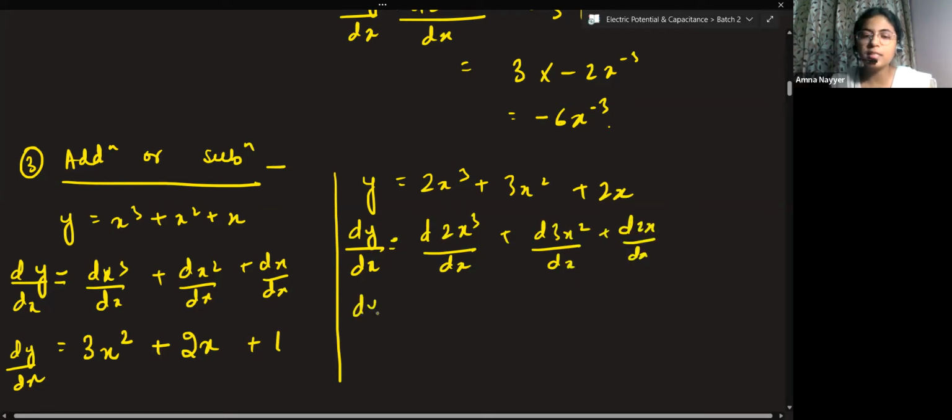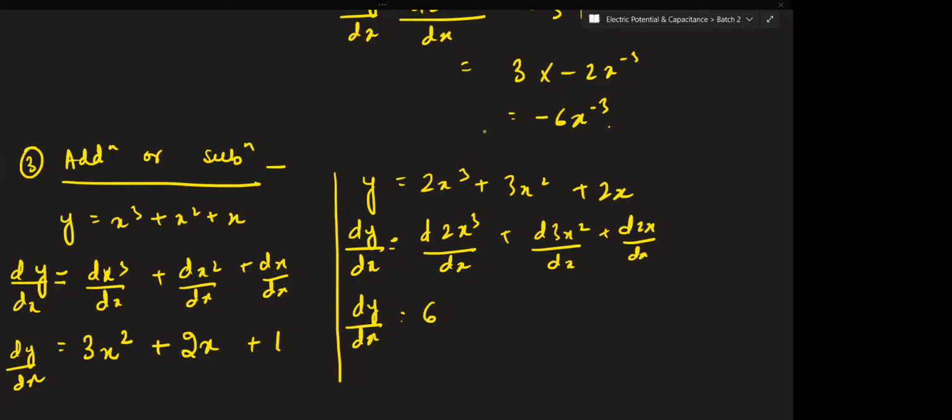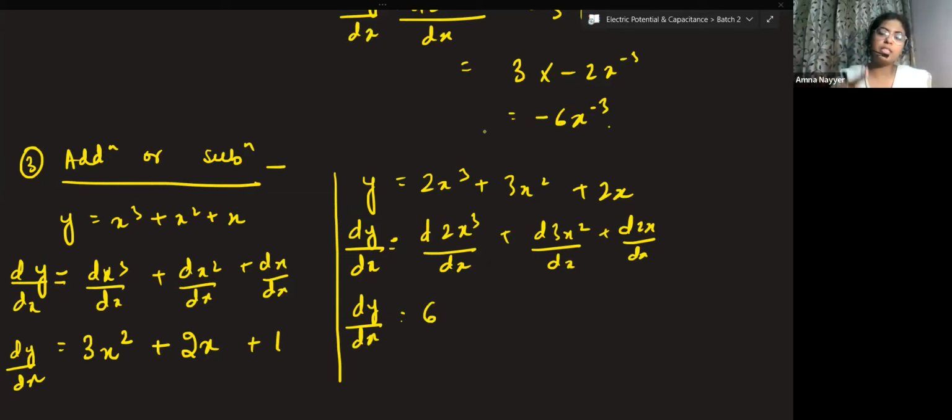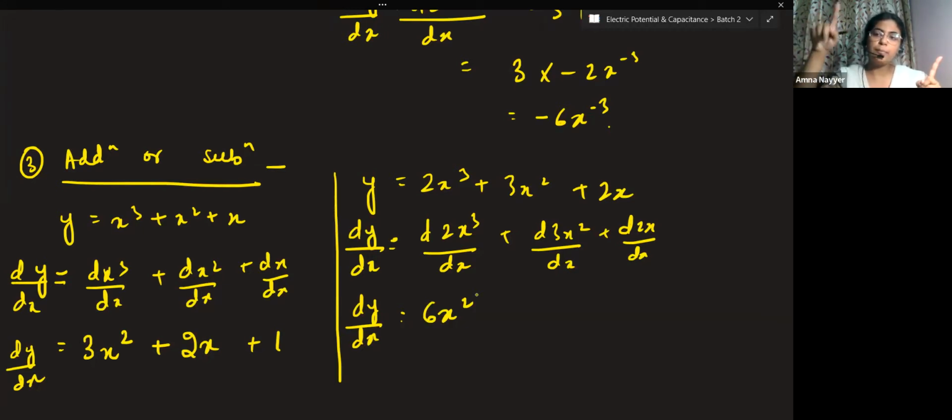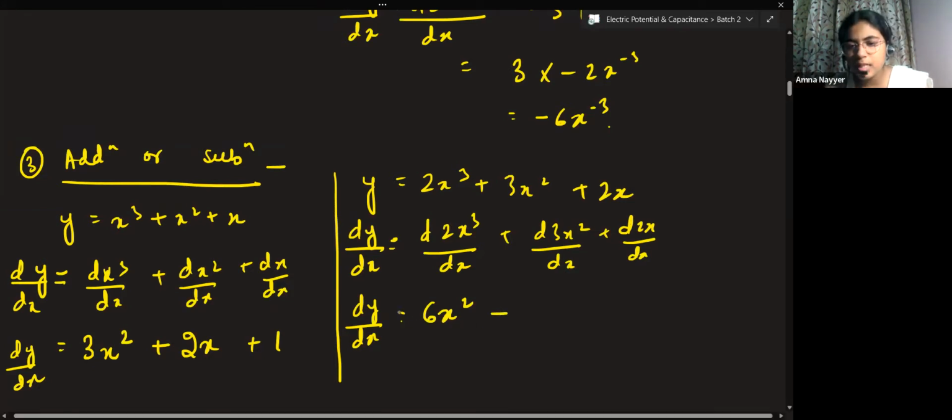So if you differentiate this, dy over dx will be what? 3 comes out because it's the power. 2 is already a constant, so 2 gets multiplied by 3. That makes it 6. Try to do it orally. Now x to the power 3 minus 1 makes it x to the power 2. So you have to do it very quickly. 2x to the power cube: 2 multiplied by the 3 gives 6, x to the power 3 minus 1 gives x to the power 2. Similarly, 3 gets multiplied with this 2, makes it 6 again. X to the power 2 minus 1, that is 1 only.